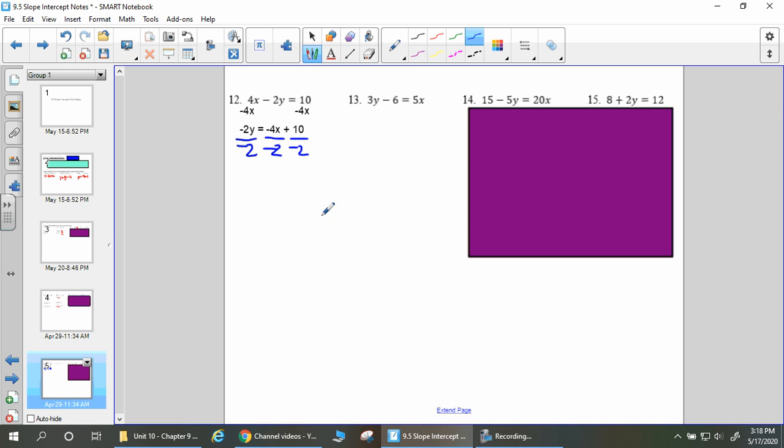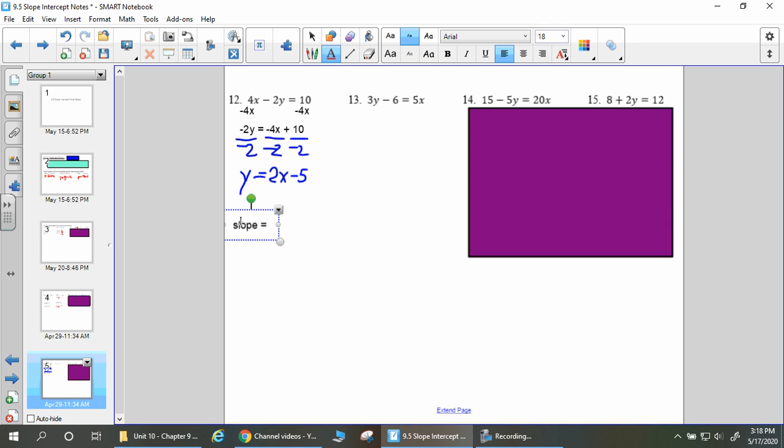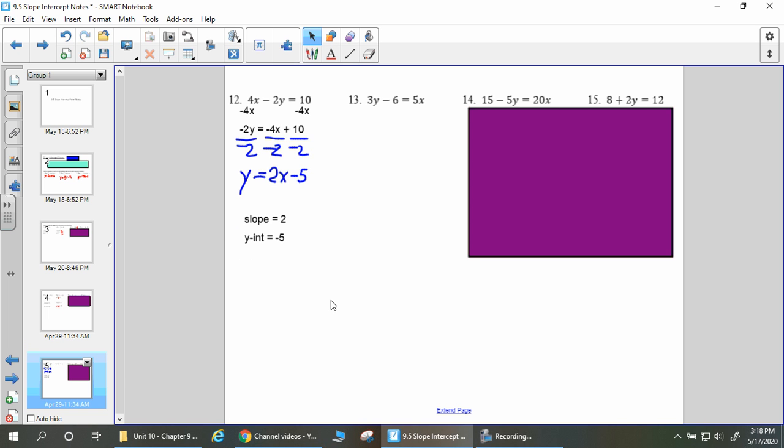So all 3 items in my equation must divide by the same value. So here my negative 2's are gone. I get y equals negative 4 divided by negative 2 is positive 2x. 10 divided by negative 2 is negative 5. So if y equals 2x minus 5, that means that my slope is that positive 2, and my y-intercept is negative 5. And ultimately, that's still what they're asking me for here, is to list those 2 values.